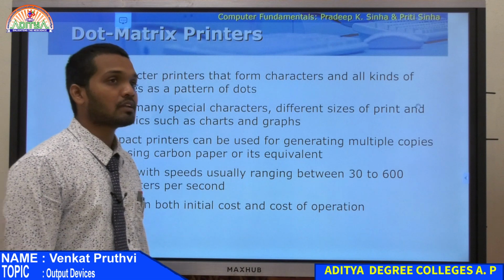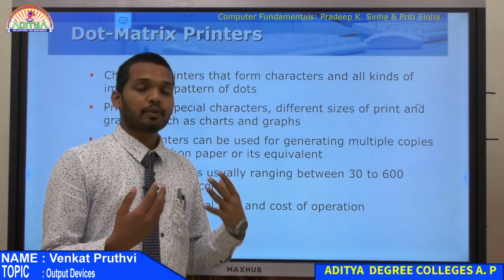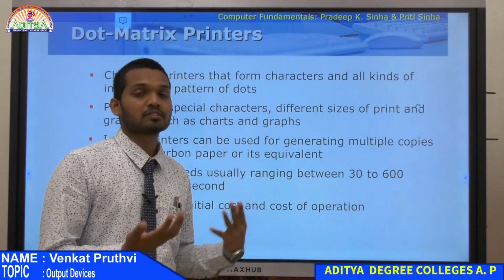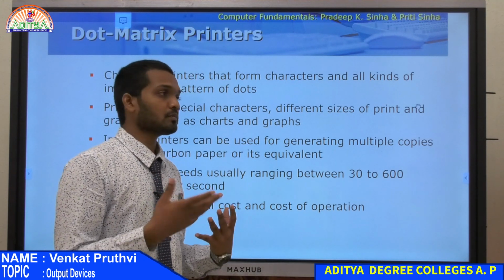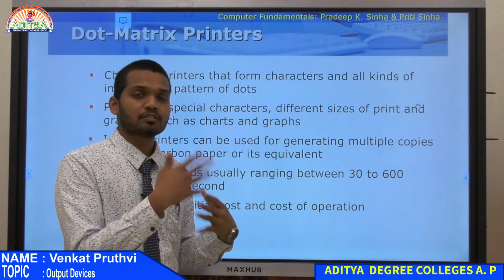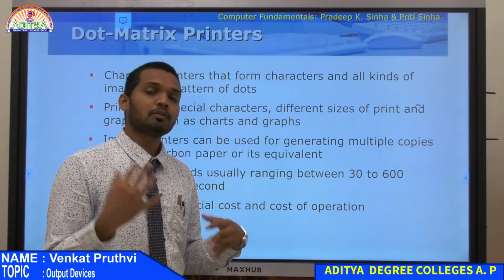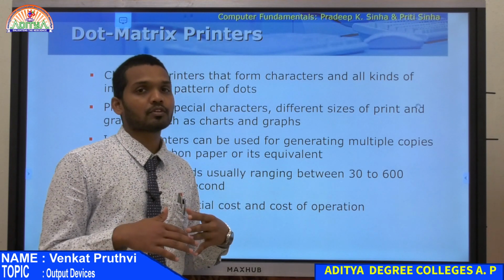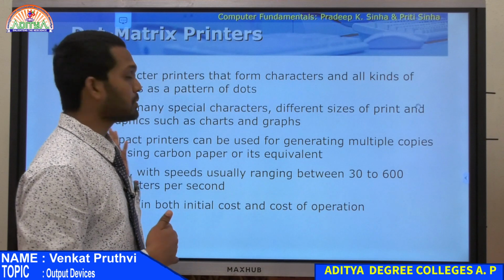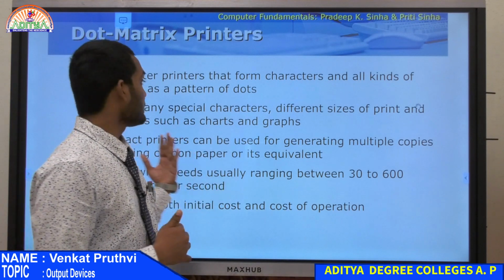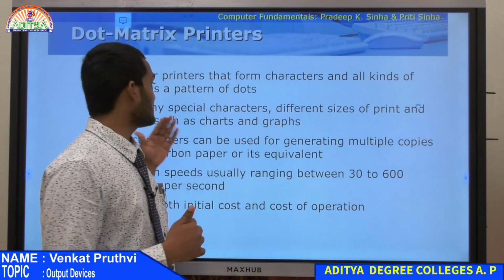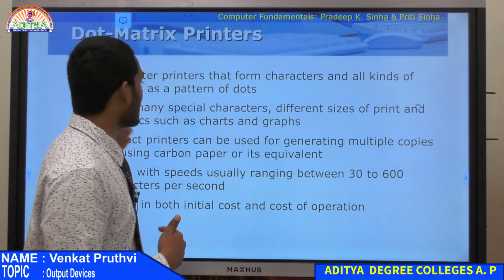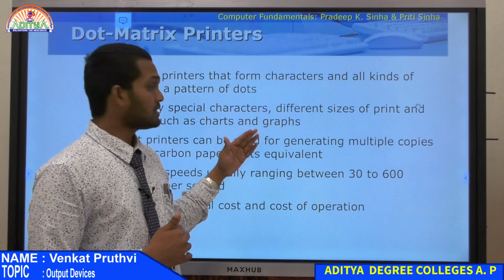There are some printers which only give you the output in the form of text. If you try to send an image or a graph or something as a visualization output, it won't be able to understand it and it won't be able to give you the print. But these dot matrix printers are not like that. They are able to give you the output and they can also identify many special characters, different sizes of print and graphics such as charts and graphs.